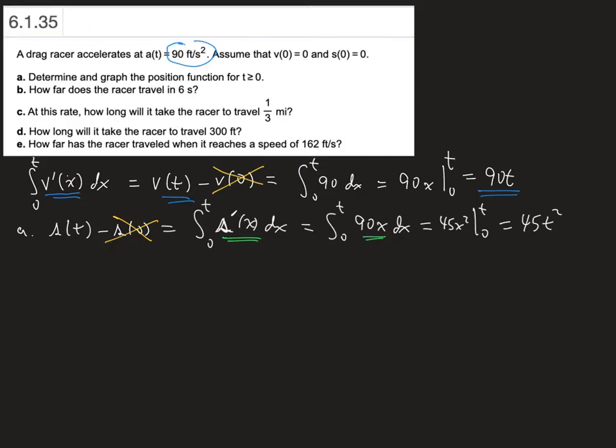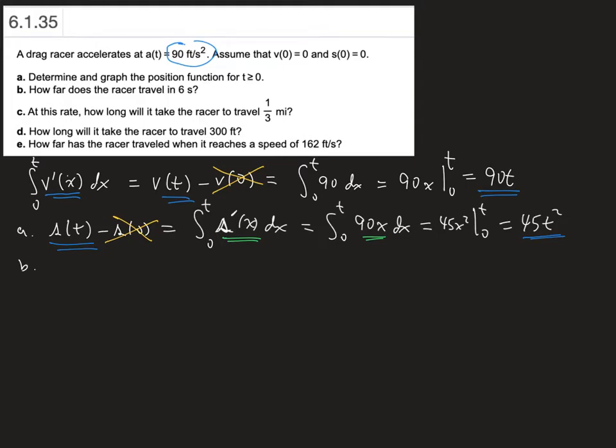The position function s of t is just 45t squared. Notice that that's easy to check because we can compute the second derivative of that and find that it's the constant 90. We can also plug in 0 into that function and 0 into its derivative and see that all the conditions are met.